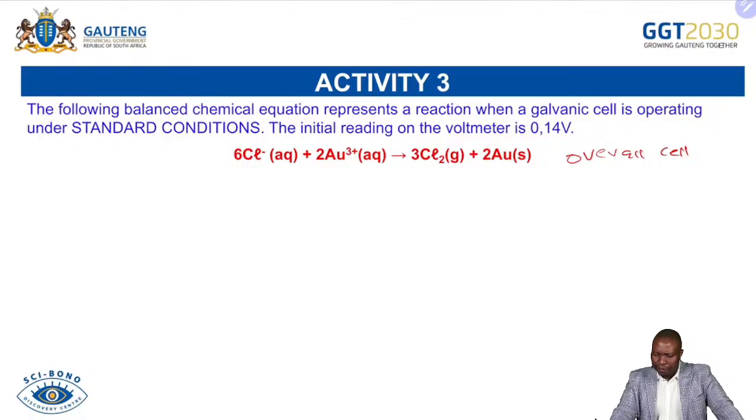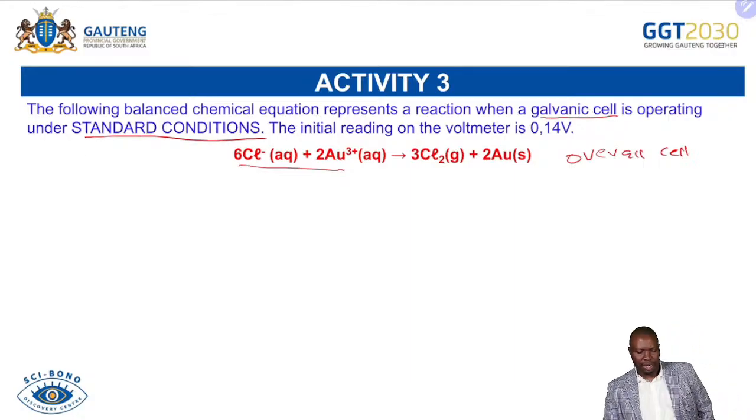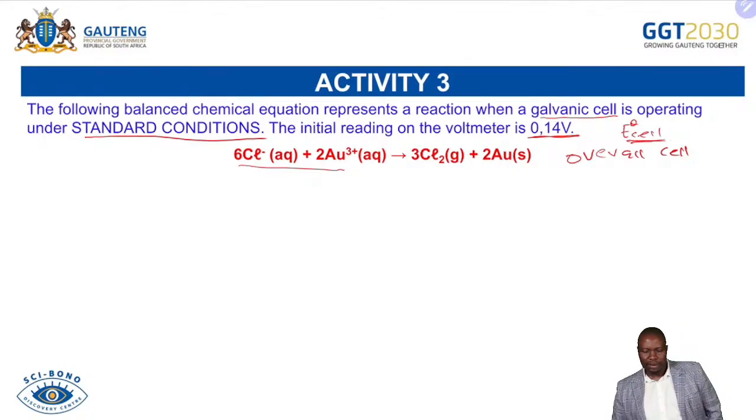So look at this one. You are able to look at it and have appreciation. So okay. Remember, on the reactants under galvanic cell, we have a stronger oxidizing agent and a stronger reducing agent. Now, they're saying the following balanced chemical equation represents a reaction when a galvanic cell is operating under standard conditions. The initial reading on the voltmeter is 0.14. So we're given the EMF of the cell, 0.14.